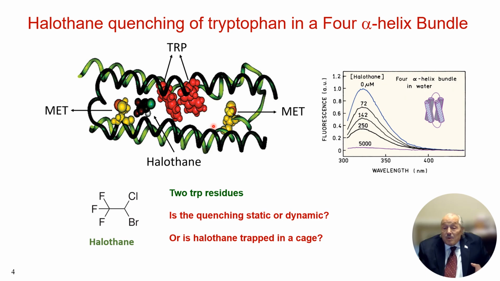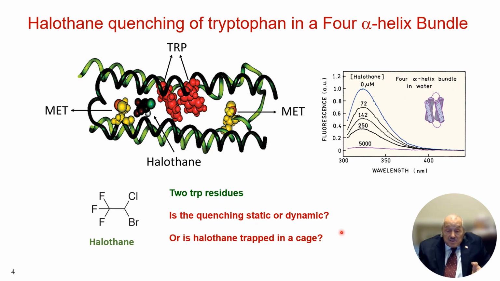So one of the questions I had, and I've asked this to students at times, and I didn't know the answer, so of course the students know the answer. Is this static or dynamic quenching? Is this halothane staying in one position and just quenching the tryptophan, or is it bouncing around like it's in a cage? And I frankly don't know the answer to that.